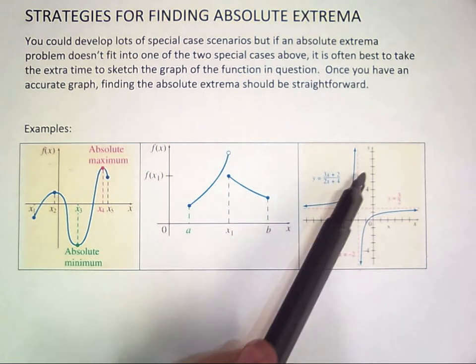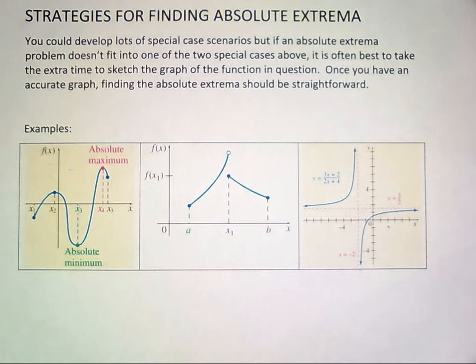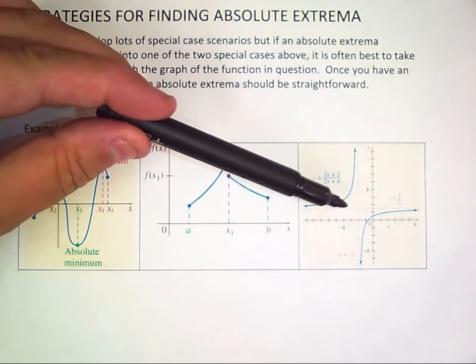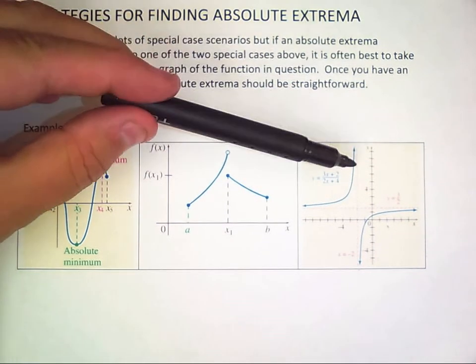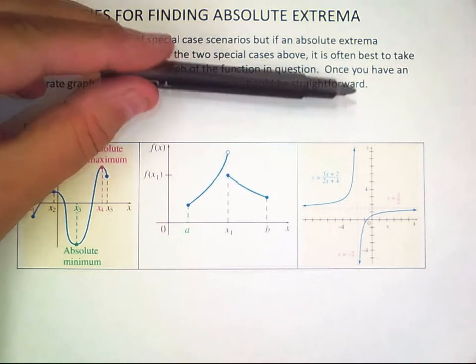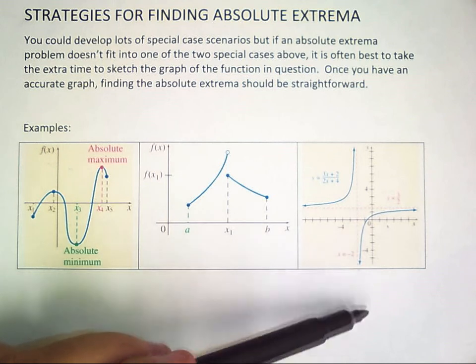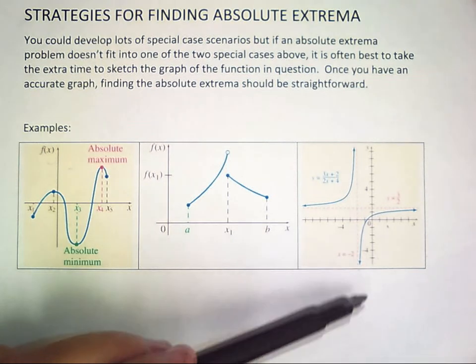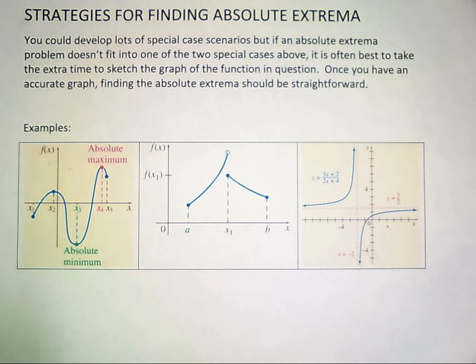And the third possibility, if you graph it and you find out it's a rational function and its graph looks like this, you can immediately see that the curve runs up the vertical asymptote and doesn't turn around, so there's no absolute maximum. And then over here it runs down the asymptote and never ends, never turns around again, so there's no absolute minimum either.